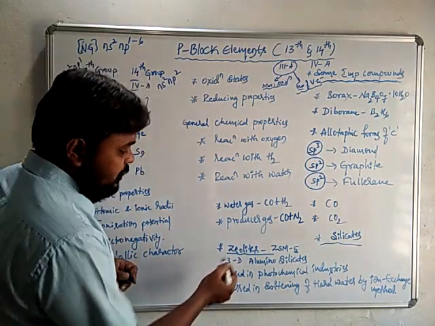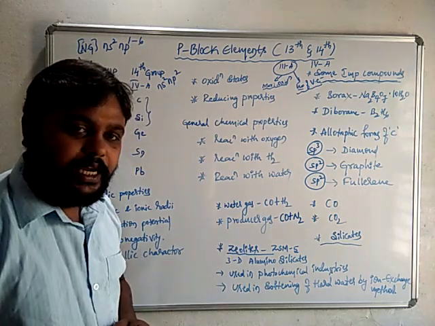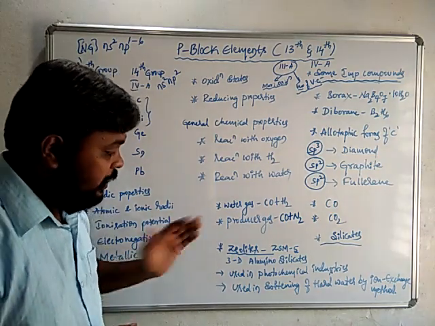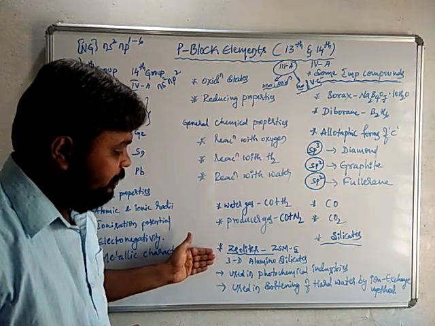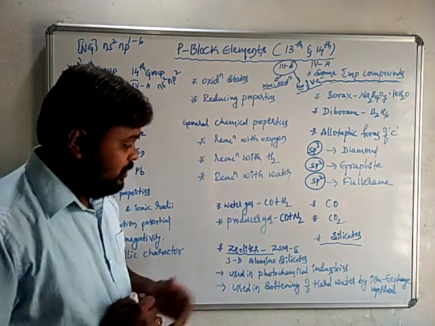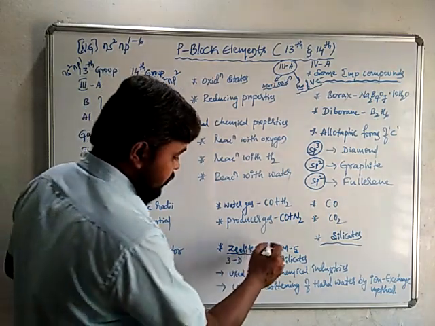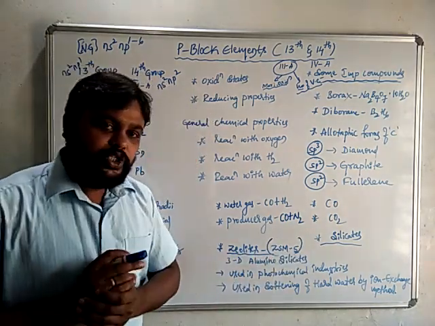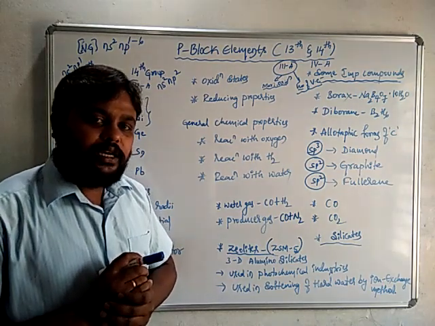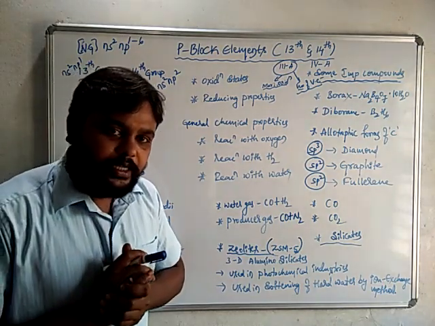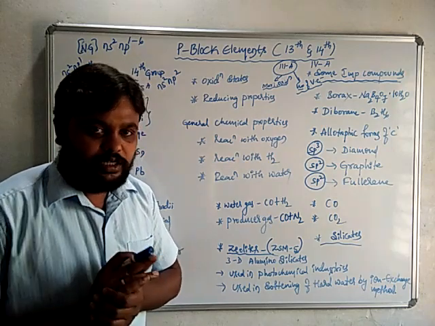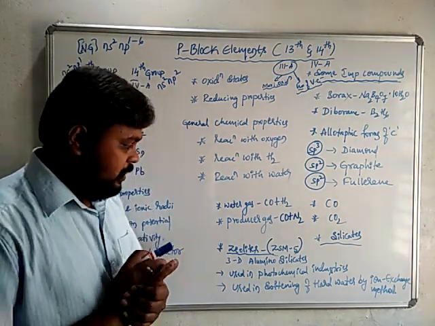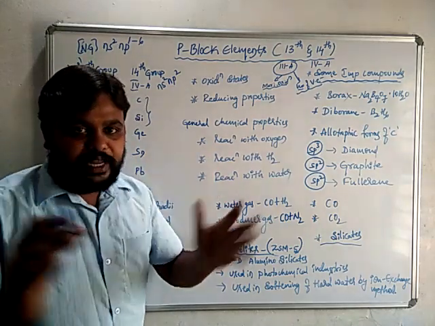Zeolite is one of the important chemical compounds of 13th group aluminium. This is also nothing but three-dimensional aluminosilicates. The trade name of that zeolite is ZSM5. The very important application of zeolites is that these zeolites are used for softening of hard water by ion exchange method. These zeolites have honeycomb-like structures.